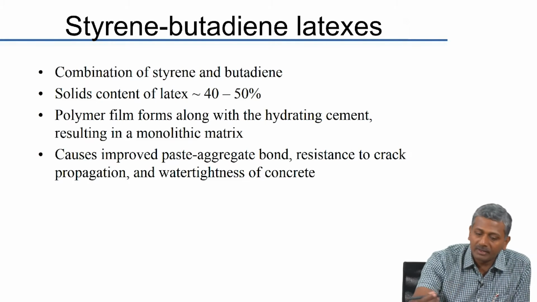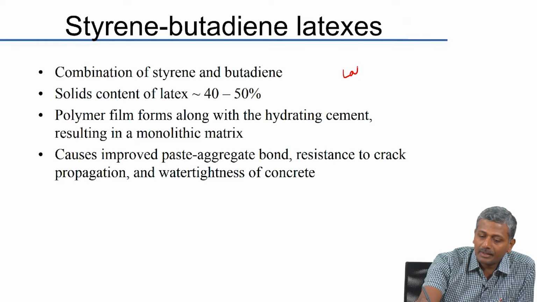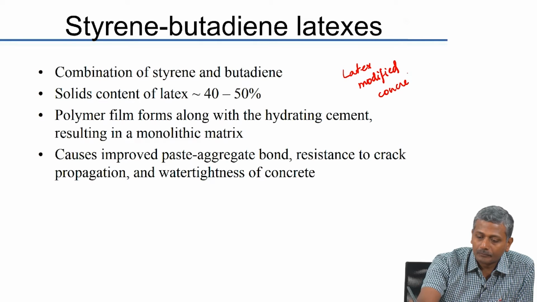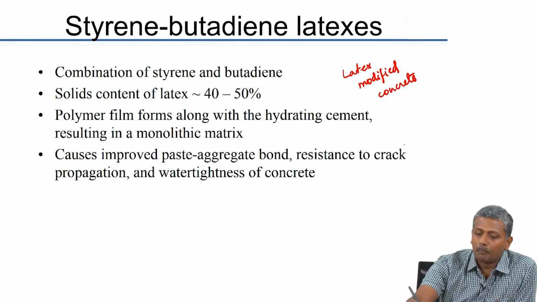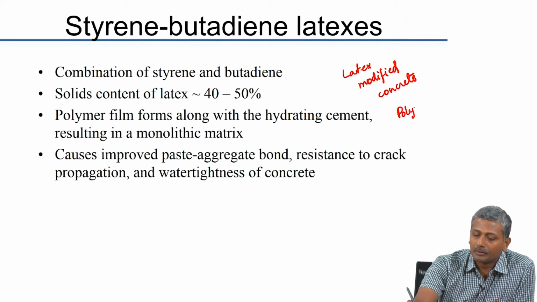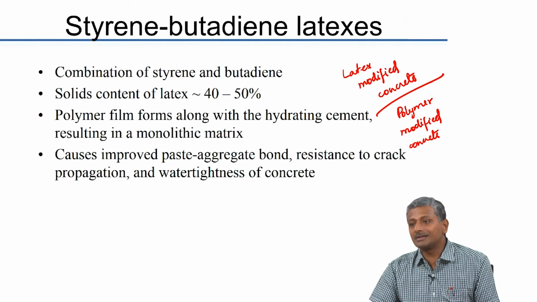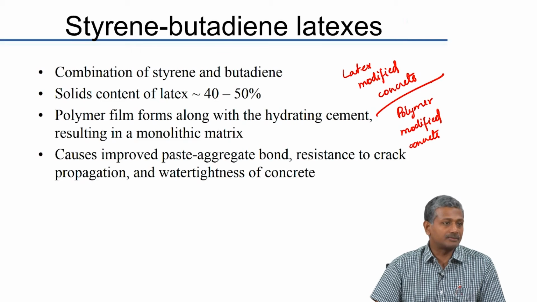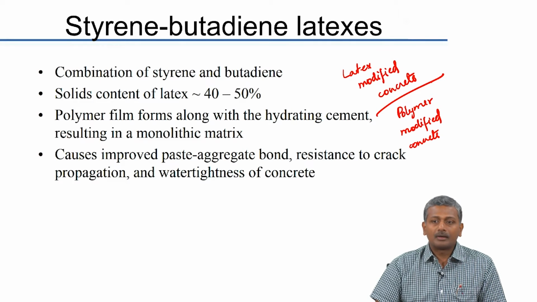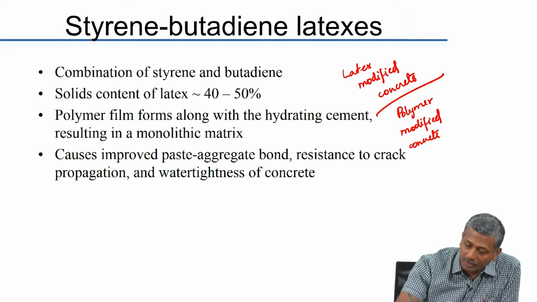So, again, concrete that we prepare with this is called latex modified concrete. You will often hear of the term polymer modified concrete. That means it is a regular concrete in which you have used some modifying polymer. And most of the times the polymer modification that you do in concrete is essentially the application of latex in the concrete. How many of you have heard the term polymer concrete?